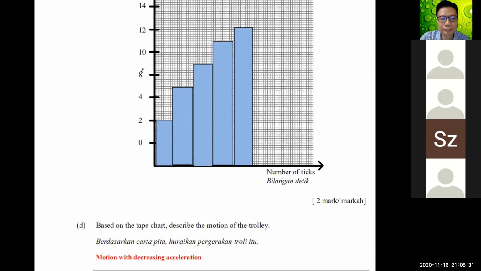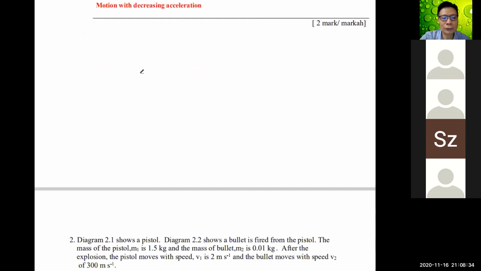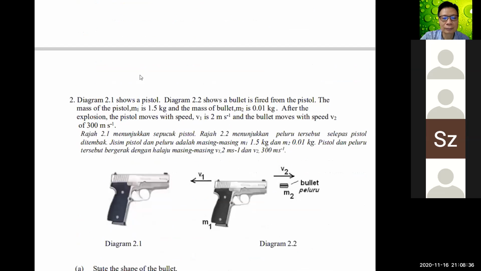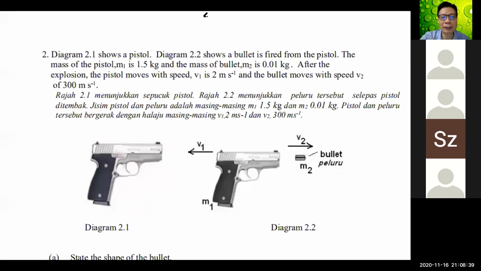Okay, next one. Question two now. Read the question. 2.1 shows a pistol. 2.2 shows a bullet being fired. You see the bullet came out, but the pistol moved backward. The bullet moved forward, the pistol moved backward. The mass of the pistol is 1.5 kilograms, and the bullet is very light, 0.01 kilograms.